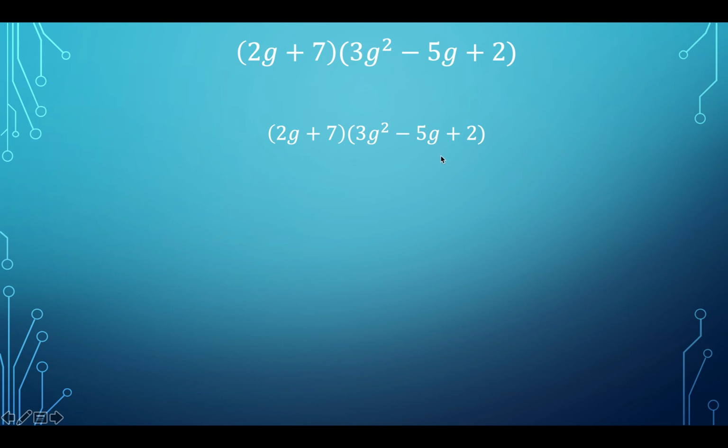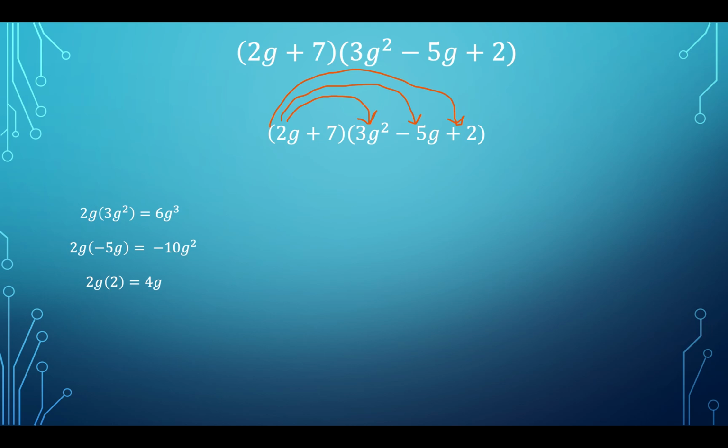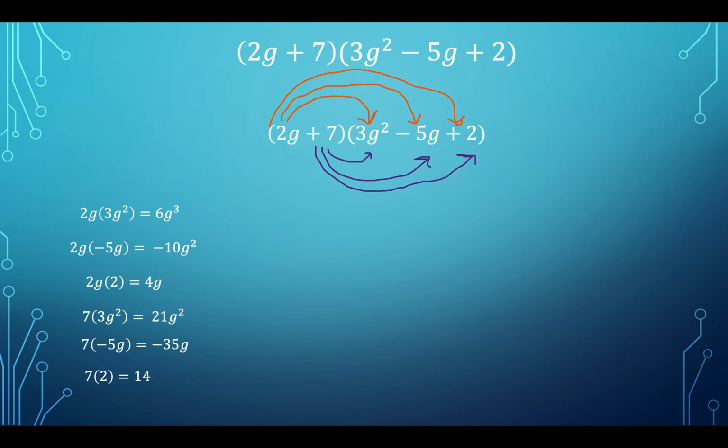So 2g times 3g squared is going to give me 6g cubed. 2g times negative 5g gives me negative 10g squared. And 2g times 2 gives me 4g. So now I'm going to work with the 7. 7 times 3g squared, 21g squared. 7 times negative 5g, negative 35g. And 7 times 2, 14.